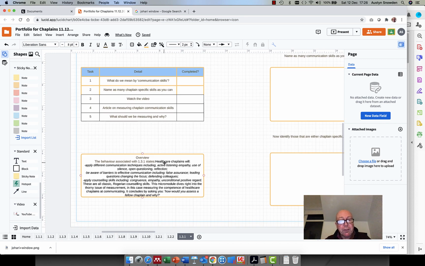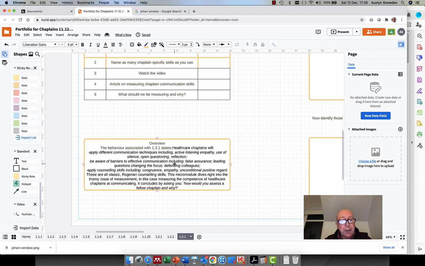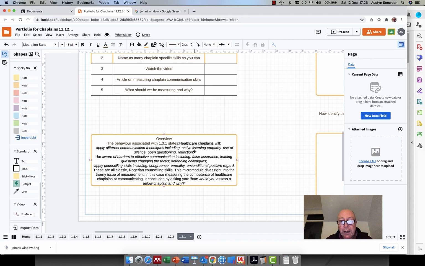And the behaviour associated with it says that healthcare chaplains will apply different communication techniques, including active listening, empathy, use of silence, open questioning, reflection. Be aware of barriers to effective communication, including false assurances, leading questions, changing the focus, defending colleagues, and do apply counselling skills, including congruence, empathy, unconditional positive regard.